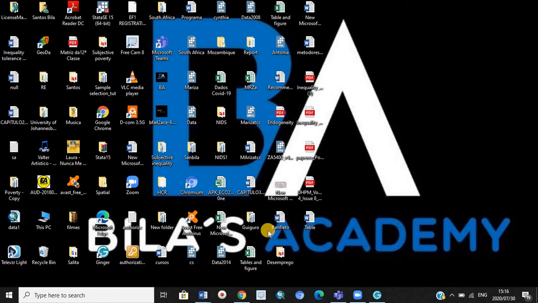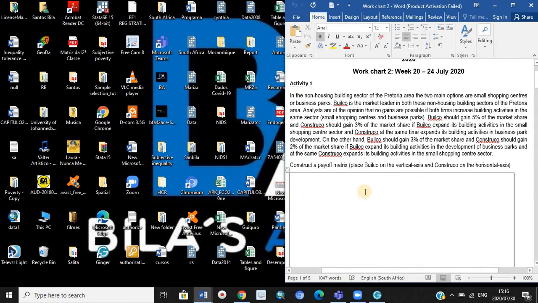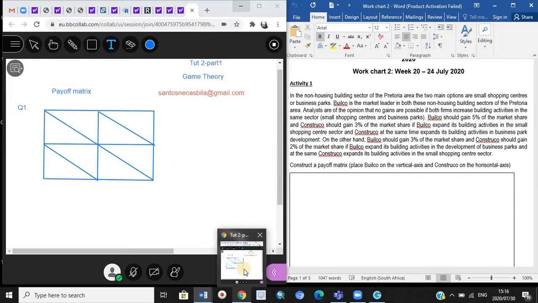So today we're going to look at our tutorial 2, which is based on game theory. Well, let's see how it looks. It is always good to complete the payoff matrix as you go, or as you read, because it makes the activity easier and more understandable. So we are going to be doing the same.